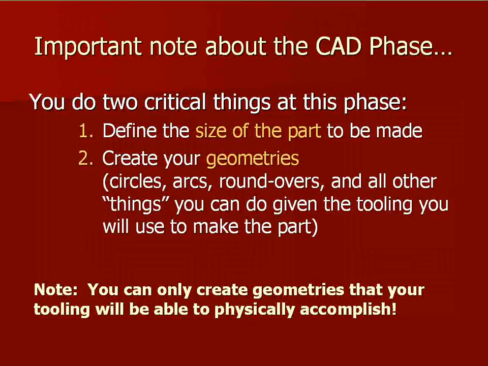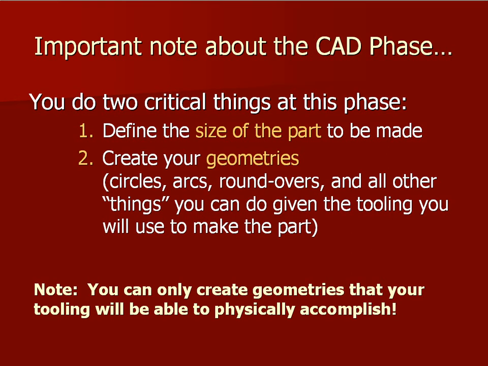So there are important things you have to understand about the CAD phase. There are two critical things that are done at this phase. The first one is you need to define the size of the part to be made. In your first exercise, the size of the part will be defined for you, but as we move along, your instructor will give you the size of the part, or you will have to measure the size of the part to be made, because what's going to happen is you first actually pick your stock, your material, and of course cut it down to size as you would like.